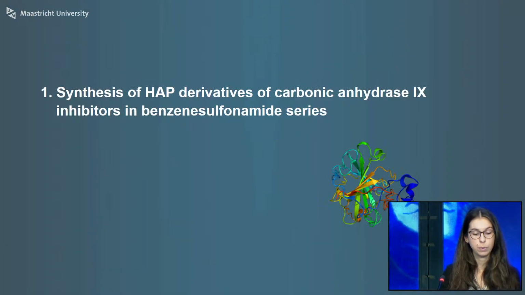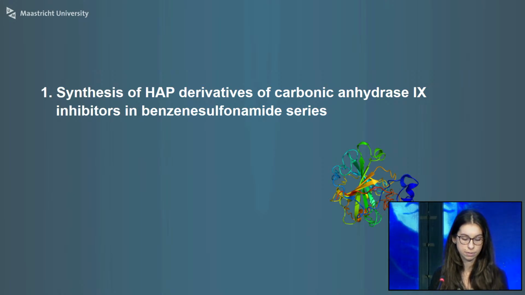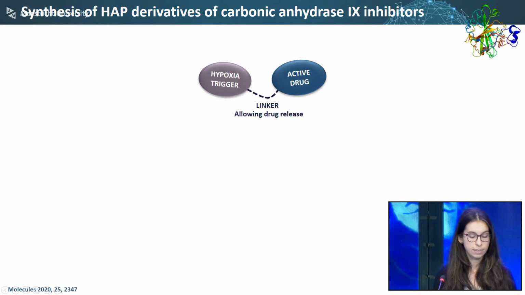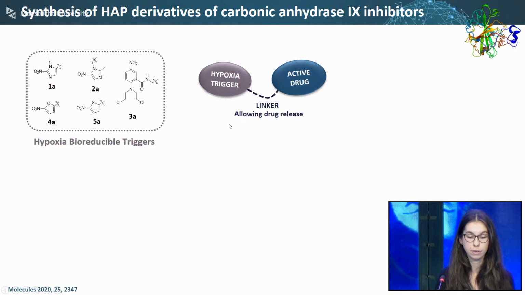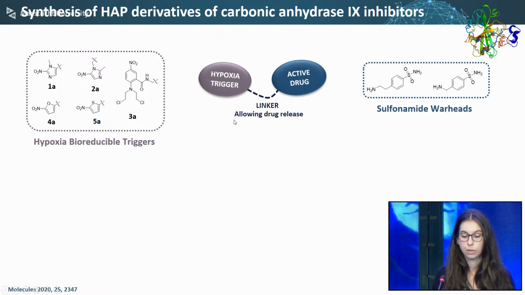So at first, we have synthesized and evaluated carbonic anhydrase 9 inhibitor hubs. These hubs are composed of two parts, a hypoxia-sensitive trigger and an active drug, here a benzene sulfonamide compound, connected to each other by a carbamate linker.